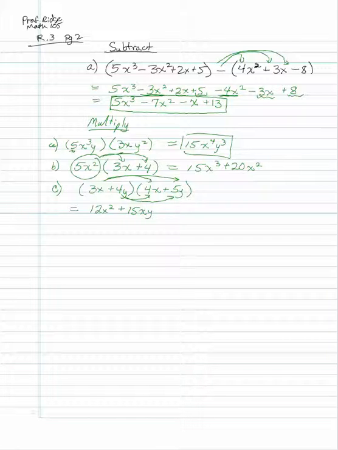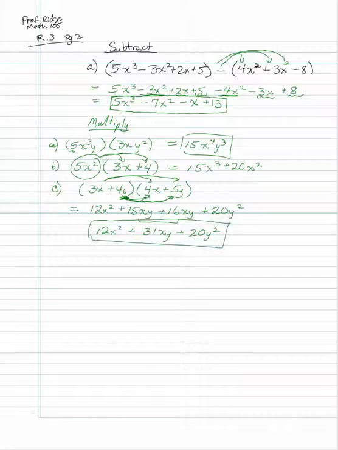Then you go to the second term, and we're going to distribute it to both terms. So that's going to be 16xy plus 20y squared. And then we look to combine like terms. 31xy. And then that's it. So again, you should be pretty comfortable with multiplying polynomials.